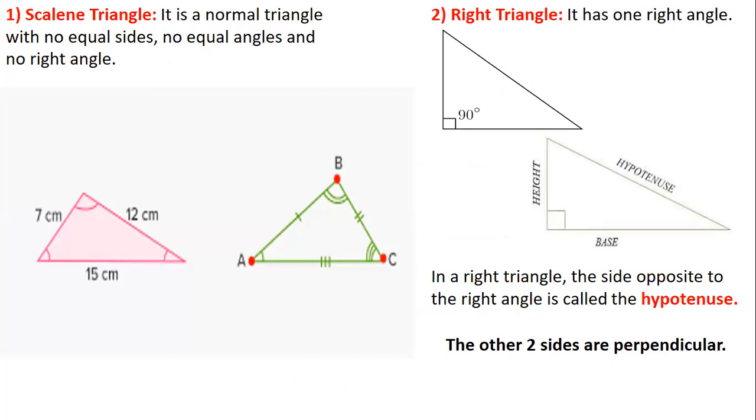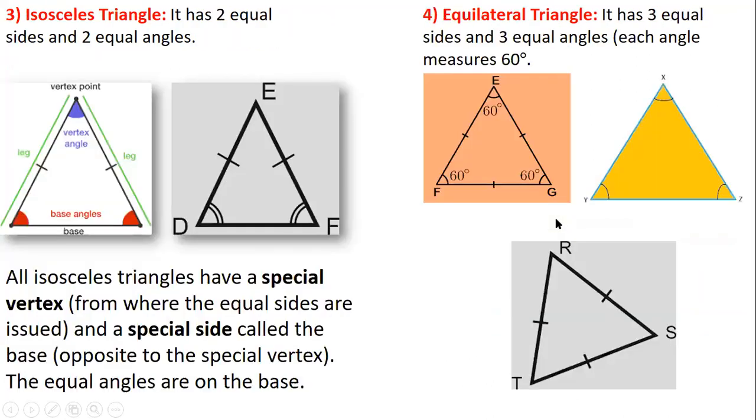Yes, Ghadi, read the definition of a right triangle. It has one right angle. Continue. In a right triangle, the side opposite to the right angle is called the hypotenuse. The other 2 sides are perpendicular. So in any right triangle, always the side which is opposite to the right angle, we call it a hypotenuse, and the other 2 sides are perpendicular because in between they have a right angle.